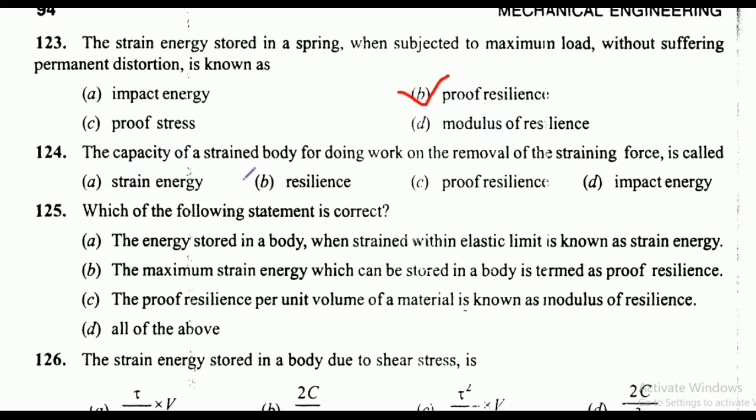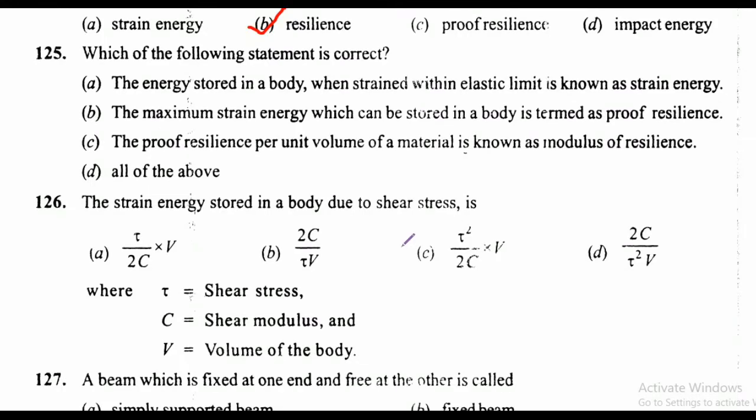Next is the capacity of a strained body for doing work on the removal of the straining force is called. Options are strain energy, resilience, proof resilience, impact energy. Here, correct answer is option B, that is resilience. Next is question 125. Which of the following statement is correct? Options are the energy stored in a body when strained within elastic limit is known as strain energy. The maximum strain energy which can be stored in a body is termed as proof resilience. The proof resilience per unit volume of a material is known as modulus of resilience. Option D is all of the above. So here, friends, correct answer is option D, that is all of the above.